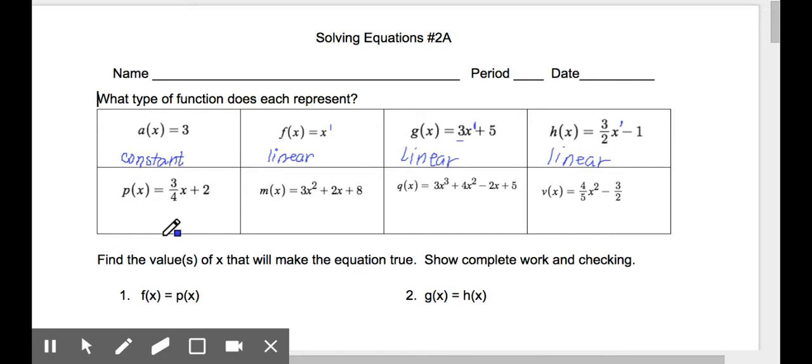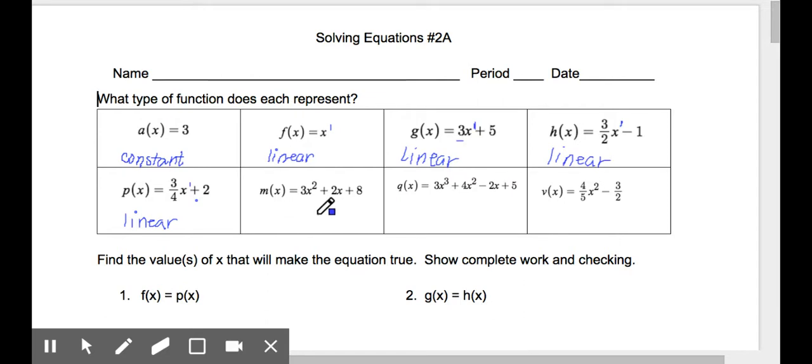P of x is similar to g of x and h of x. We have 3/4 x plus 2. So there's a constant term, and we have an x. Highest exponent is 1. 3/4 is the coefficient of x. So we call this a linear function.